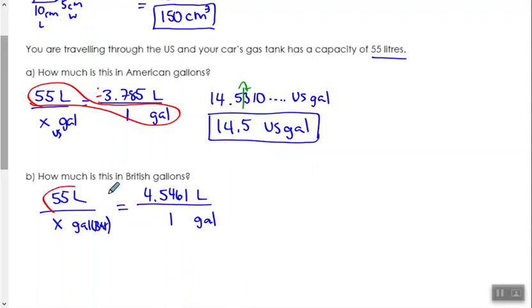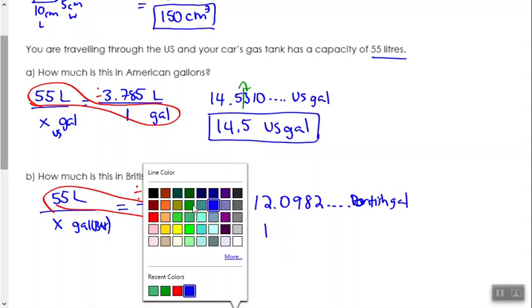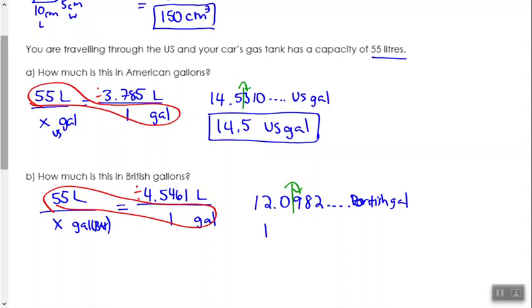Now solving our proportion, multiply, divide. So I will do 55 liters divided by 4.5461 liters per gallon here. And you get 12.0982 British gallons. Or doing the same thing, just rounding to 1 decimal place, cut it off here, take a peek over the wall, 12.1 British gallons.